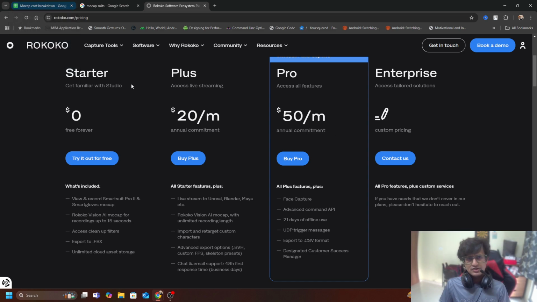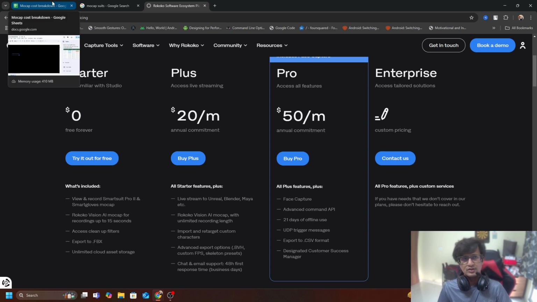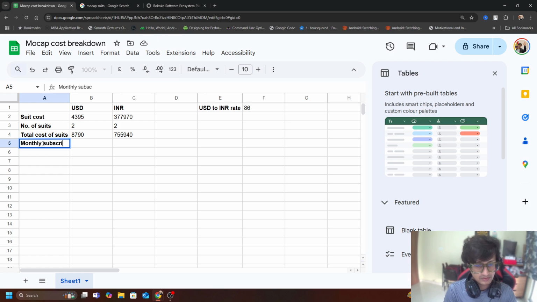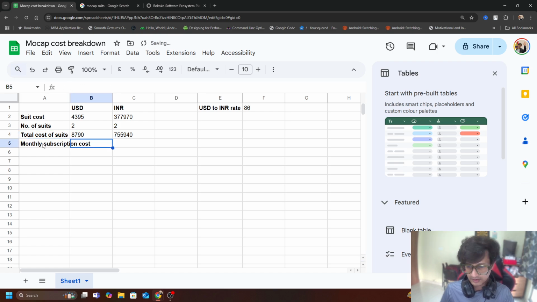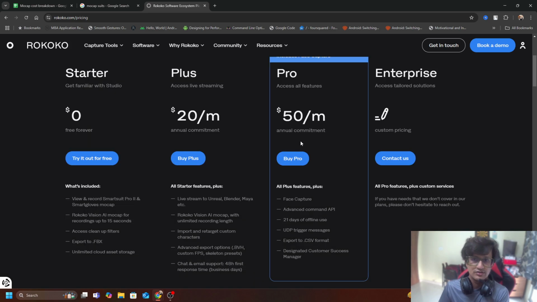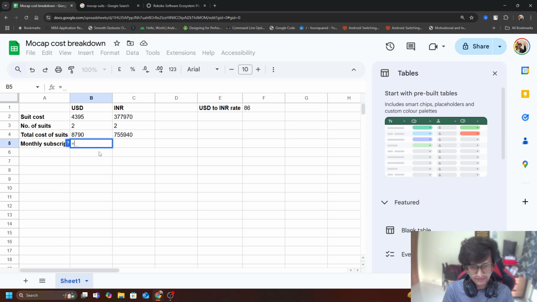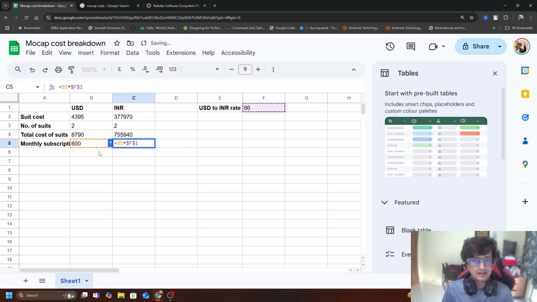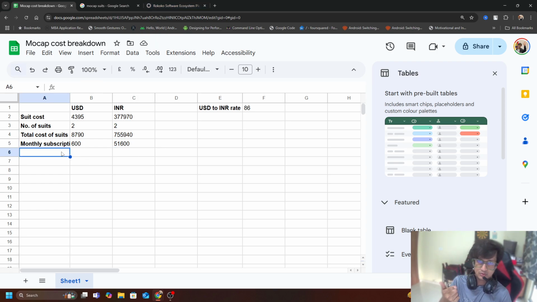Because you will be using mocap, let's assume that you'll be using mocap all year round. So the monthly subscription cost, as per Rokoko, is $50 per month, and that will be an annual commitment. What this means is it will be 50 multiplied by 12, that's about $600. Now this 600 multiplied by our 86 is about 51,600 rupees. Now again, this is assuming that you have the suit and you have the software. But what about the animator?